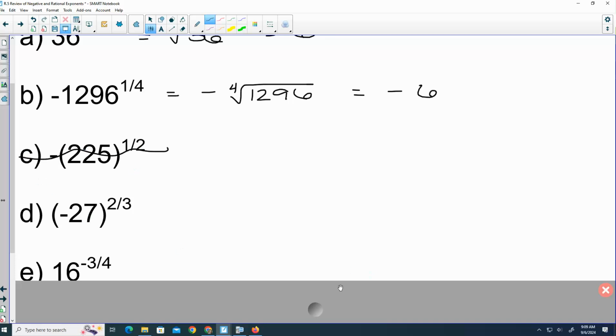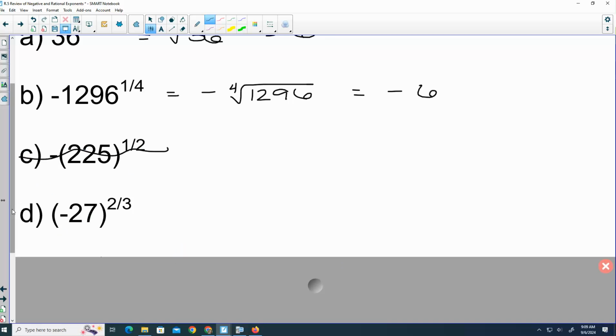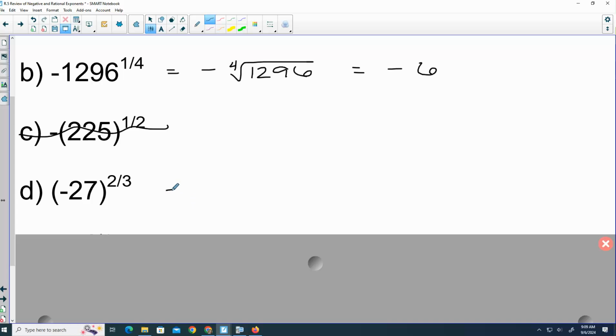Let's skip that one. Go to D here. Negative 27 to the 2/3. How is this one different? In parentheses. So, a 2/3 means we have a cube root of something squared. The negative 27 is under here. Now the square can either go on the 27 or after the radical, it doesn't matter. Cube root of negative 27. What to the 3rd power equals negative 27? And it would be a negative 3, right? Negative 3 times negative 3 is positive 9 times negative 3 is negative 27. And negative 3 squared. Negative 3 times negative 3 is 9.